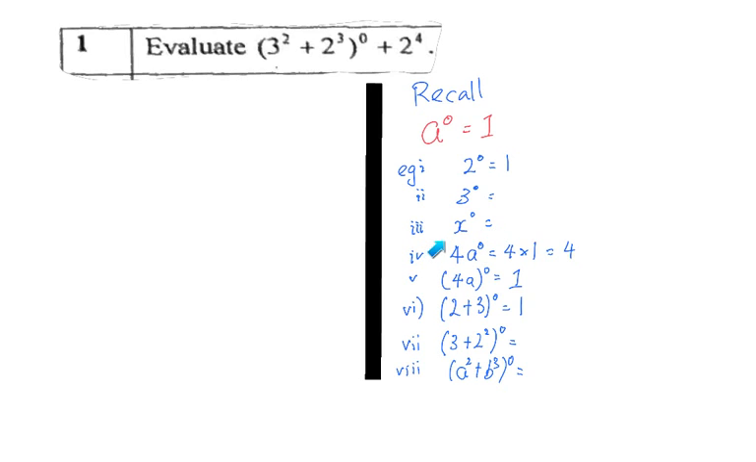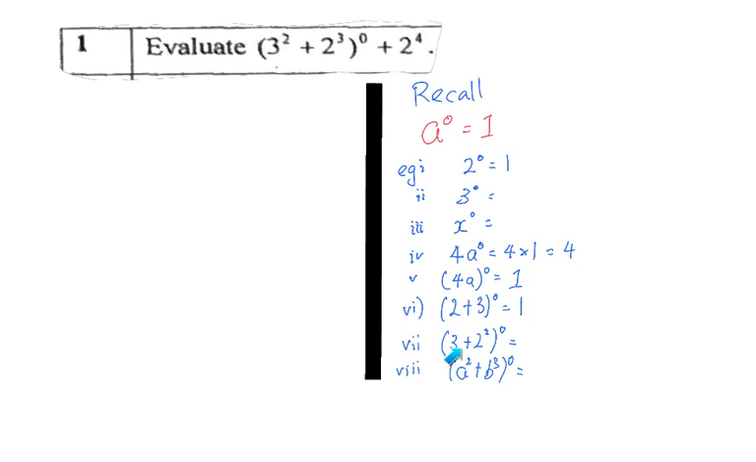Now let's say I have 4a to the power of 0. What this means is a to the power of 0 we know is 1. So 4 times a to the power of 0 is the same thing as 4 times 1, which I have 4. And there's a big difference between 4a to the power of 0 and (4a) the whole thing to the power of 0. So in this case we say that anything inside the bracket to the power of 0 is 1. So in this case (2 plus 3) to the power of 0 is 1.